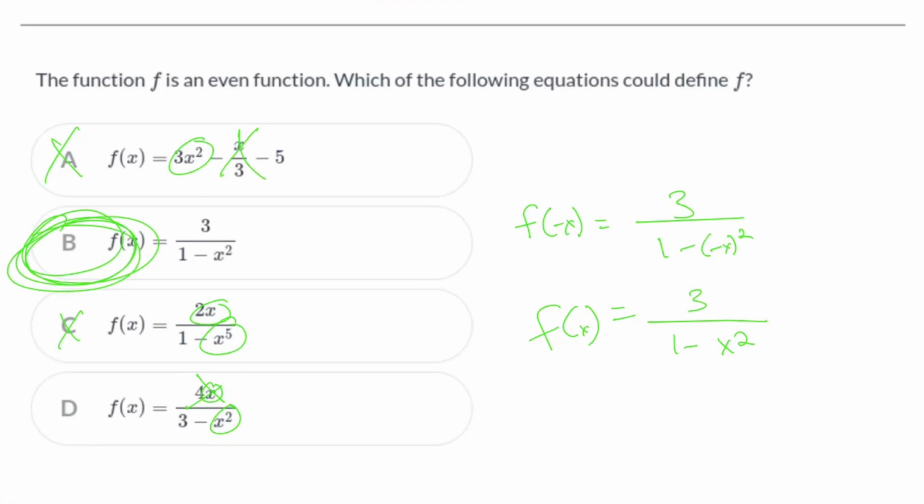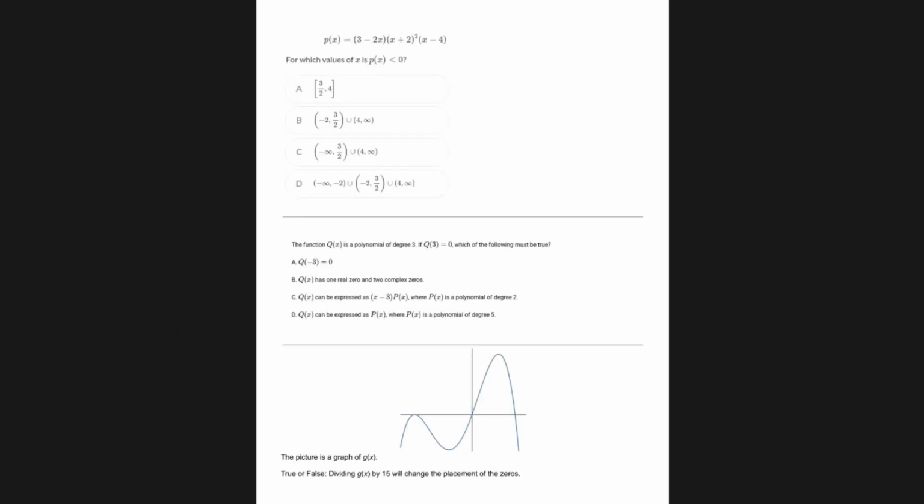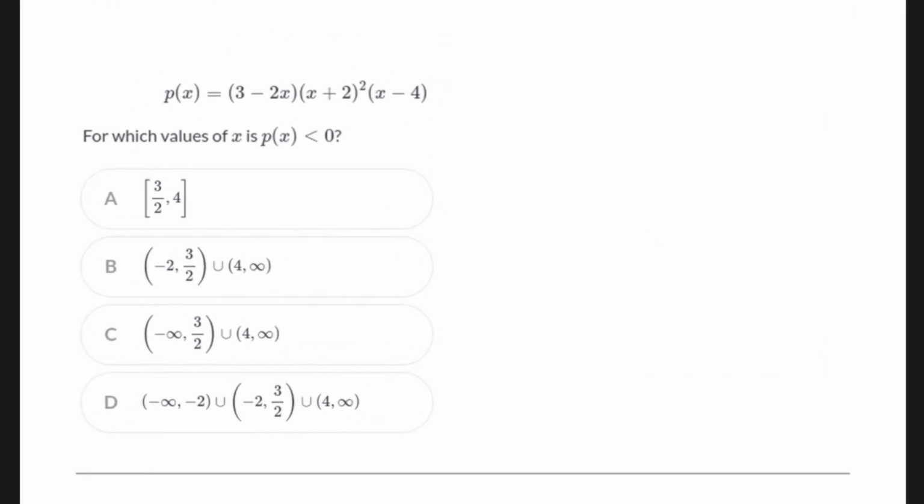I was hoping to do the shortcut. I guess you could still do the shortcut, but I don't know. The shortcut, I usually think of polynomials, not rational stuff.